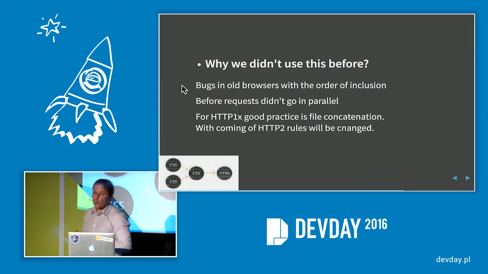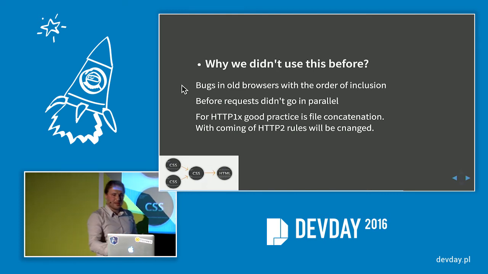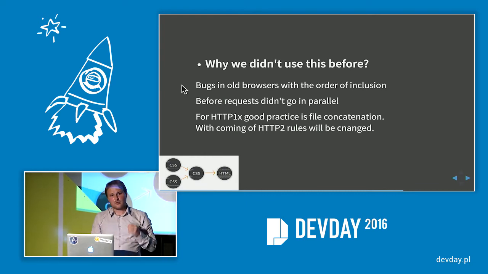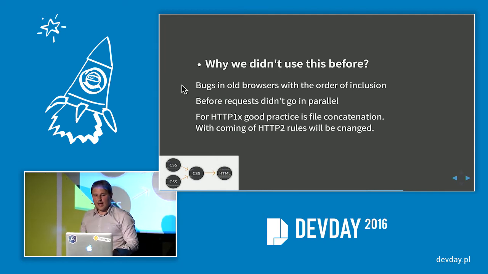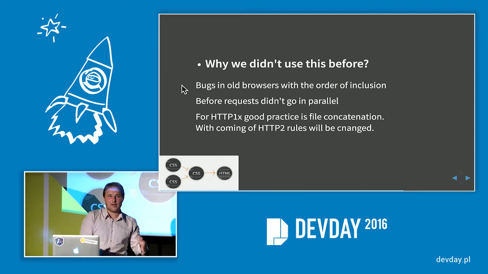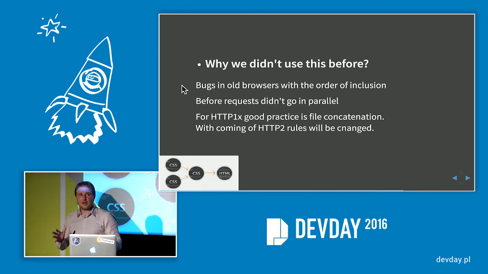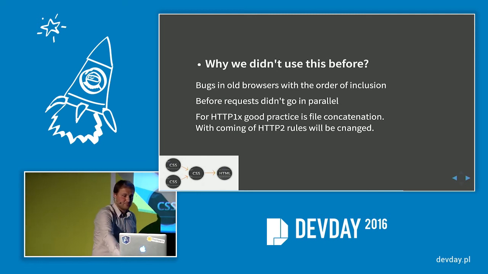But why didn't we use this before? So, bugs. In old browsers, if you had something like import 1, 2, 3, the browser could include them like 3, 2, 1, which broke the whole idea. And also these requests were sent one after another, which took a lot of time. Currently, all these problems are fixed in all modern browsers, so just use this without thinking.